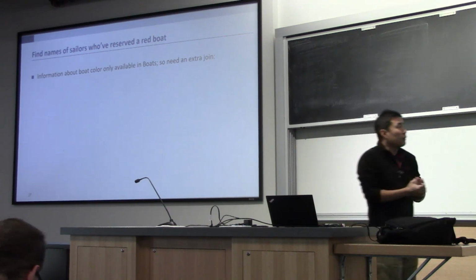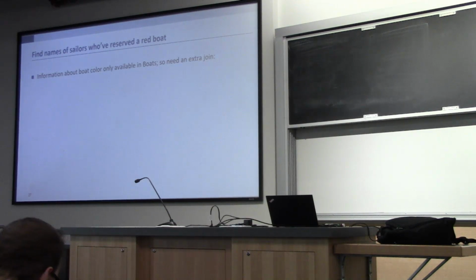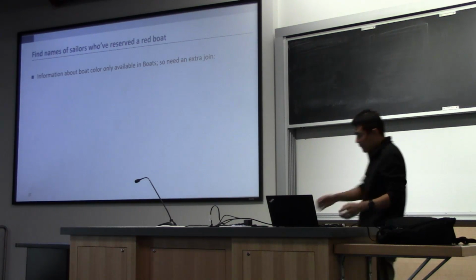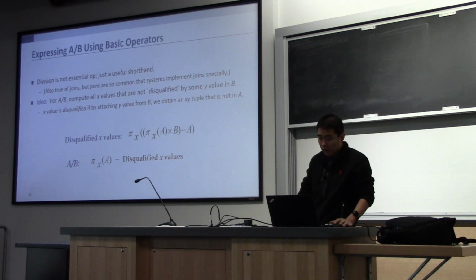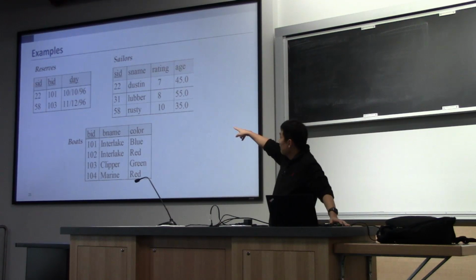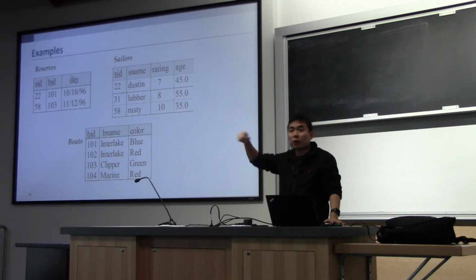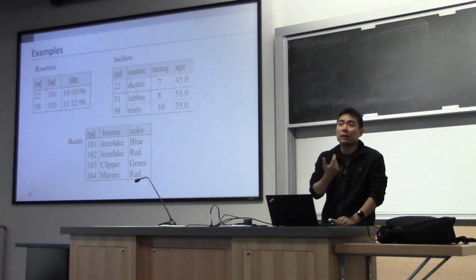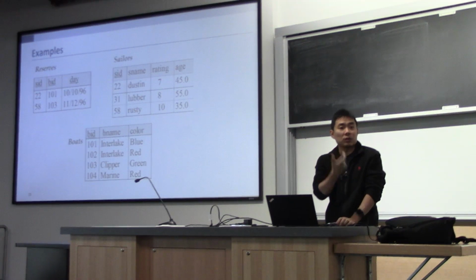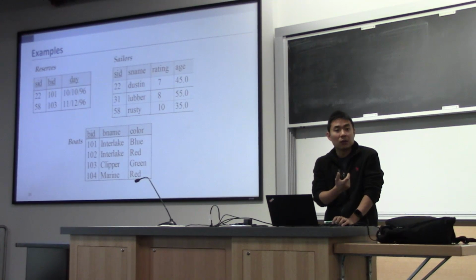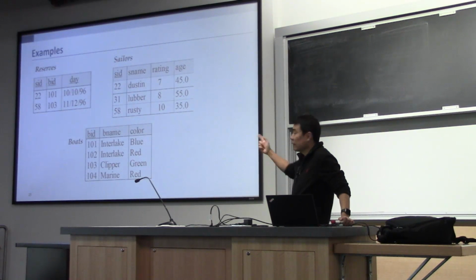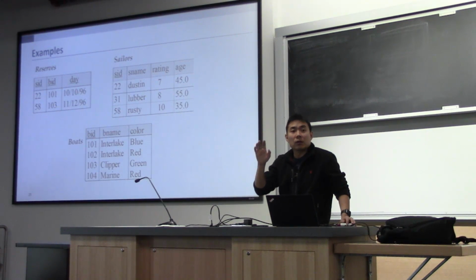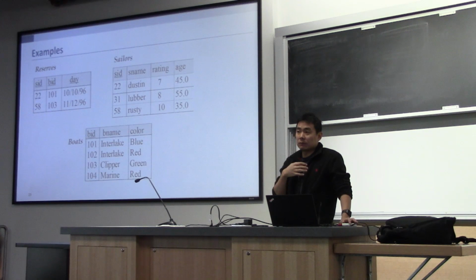So obviously, the information about the color of the boat is only available in the boat table. So obviously, you need to do a join, because the color of the boat is not available in the reserve table. In the reserve table, you can only find out which sailor ID reserved which boat ID. But you don't know which boat ID is associated with a red color boat. So you have to do a natural join between reserve and boat in order to find out those boat IDs that are from a red color boat.